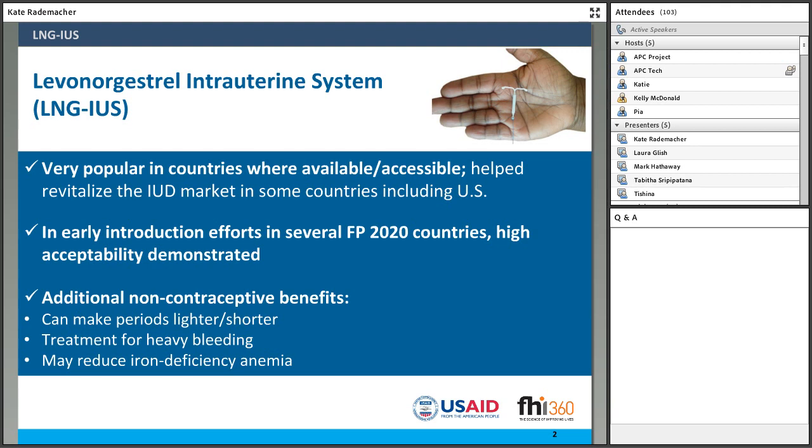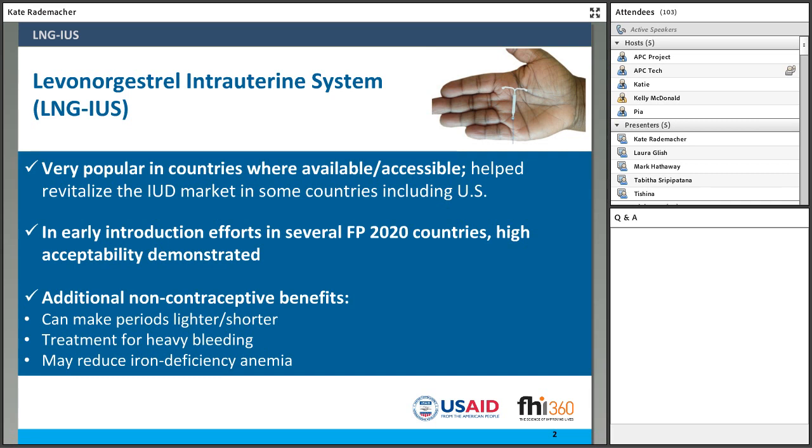As Mark described, the LNG-IUS is a highly effective contraceptive method that has been popular in countries where it's available. In addition, it has important non-contraceptive benefits, including reduction of menstrual cramps and blood loss, fewer side effects compared to some other hormonal methods, and possible alleviation of anemia in some populations. And all of these attributes could potentially provide substantial benefits to women in FP 2020 countries.